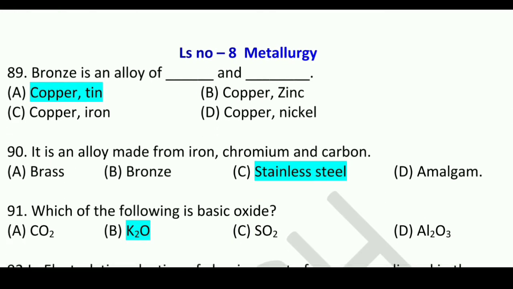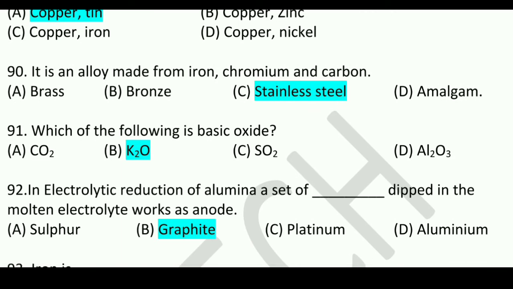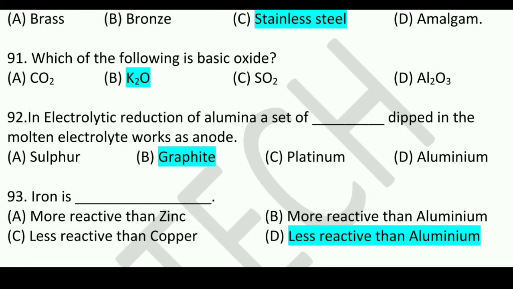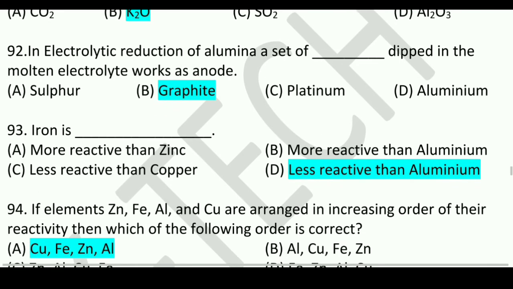Now let's move ahead with lesson number 8, metallurgy. Bronze is an alloy of dash and dash. It is an alloy of copper and tin. It is an alloy made from iron, chromium and carbon. It is stainless steel. Which of the following is a basic oxide? It is K2O. In electrolytic reduction of alumina, a set of dash dipped in molten electrolyte works as anode. Answer is graphite.